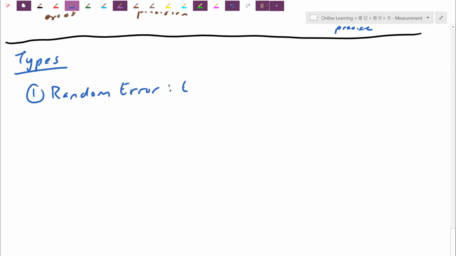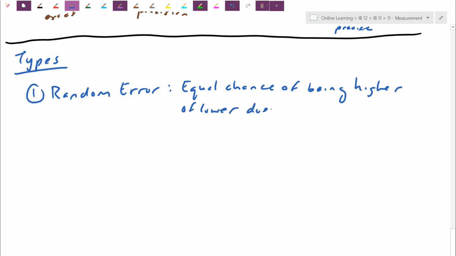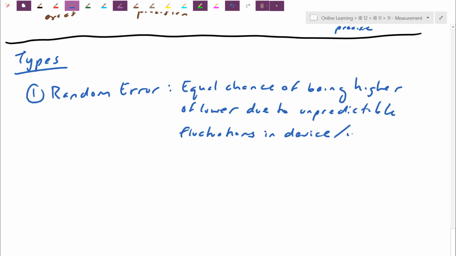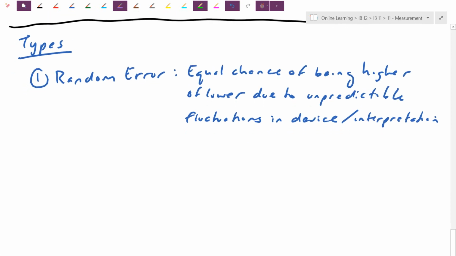Random error, by definition, has an equal chance of being higher or lower due to unpredictable fluctuations. That word fluctuations just means jumping around. Due to unpredictable fluctuations in the device, in the apparatus itself, or in your interpretation, in our limitations in making the measurement. So let's do an example here.